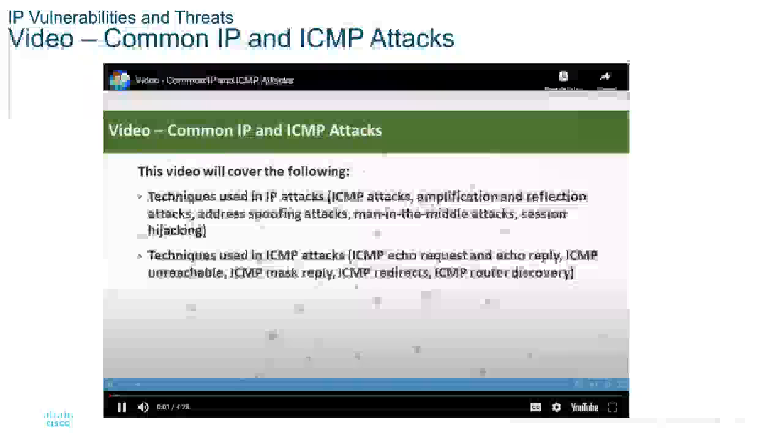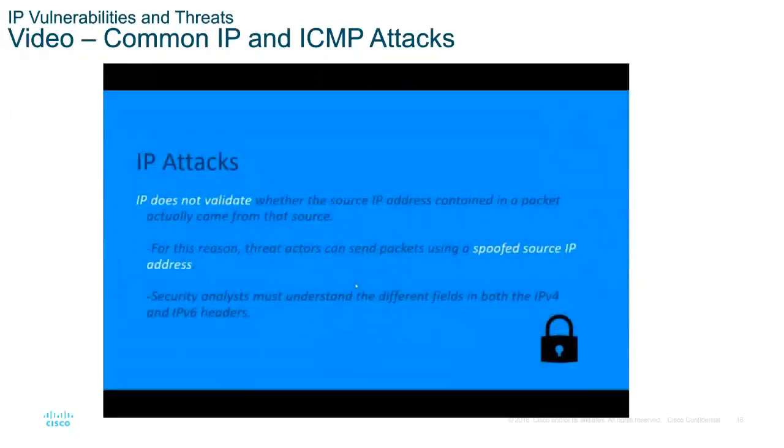Here we go. Let's get in the mindset of a threat actor. And in the mindset of a threat actor, we're going to talk about IPv4 and IPv6 attacks. That's all contained here in IP attacks. Now, IP, or Internet Protocol, does not validate whether the source IP address that's seen in a packet is actually the legit, real source IP address for this message. Because of this, our threat actors can send packets using a spoofed source IP address. They can put whatever source IP they want on the message.